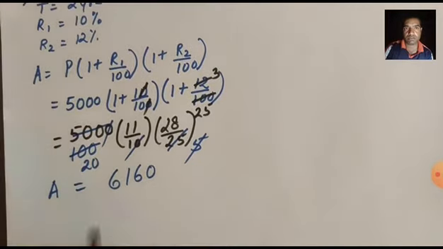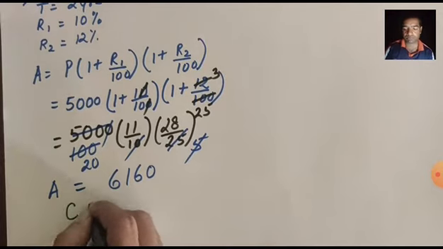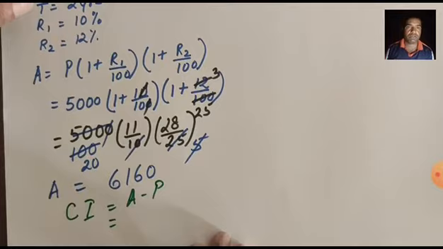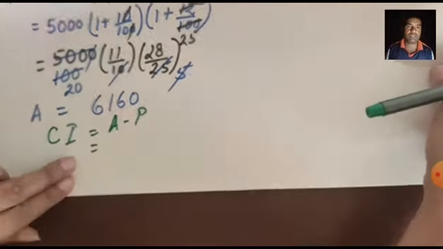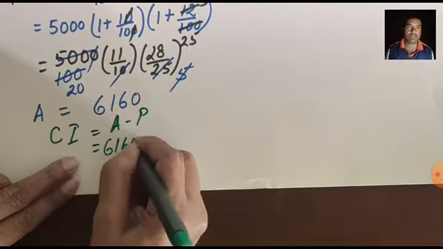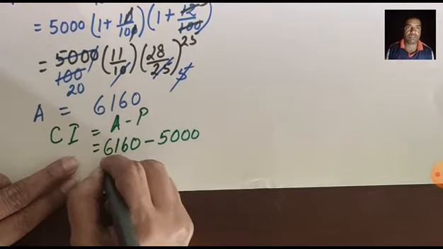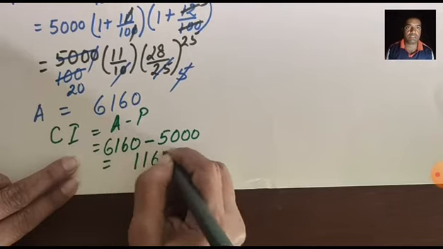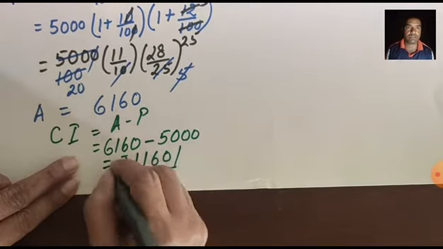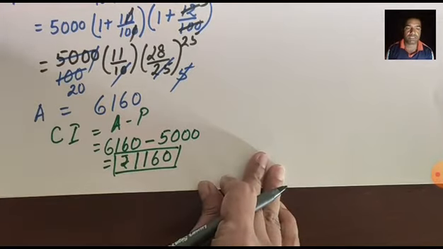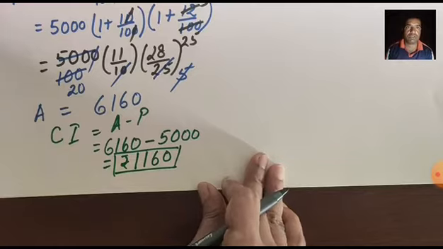Now whenever we have to find the compound interest, we know the formula: compound interest is equal to amount minus principal. The amount is 6160 minus 5000. So our answer will be 1160. This is our compound interest. So we got the compound interest, how much? 1160. Got it now? I think you have understood it.